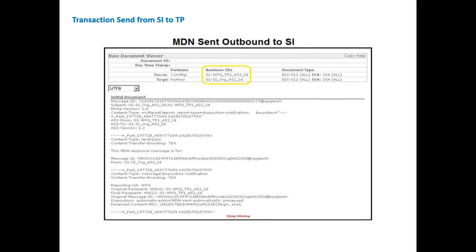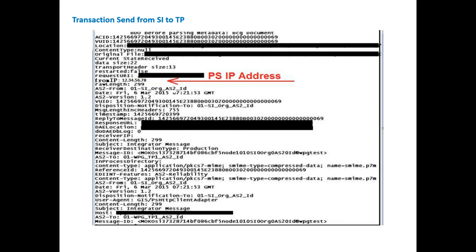That's the intent. Now, on the other side, if you see the MDN sent outbound to SI, it means that when you're sending data in the AS2 protocol, you typically receive a synchronous or an asynchronous MDN back. Now, this is the inbound connection for the same transaction, just to show you how it works. Within the log file, you would see that it's coming from the PS IP address, the perimeter server IP address. So it doesn't show you the Sterling IP address, but rather lists the perimeter server IP address.